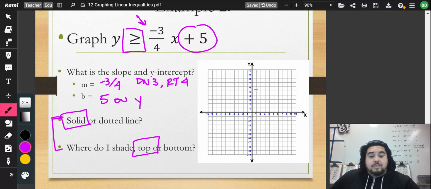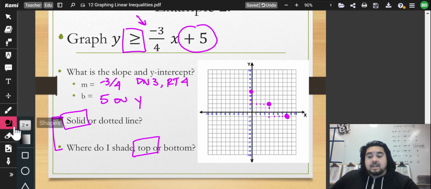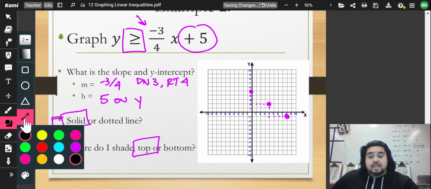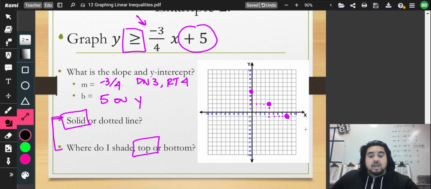Okay, starting at positive 5. From that point, I go down 3, 1, 2, 3, and then I go right 4, 1, 2, 3, 4. Okay, I can repeat that one more time, going down 1, 2, 3, and then right 1, 2, 3, 4. Okay, now I'm going to connect those with a solid line because again, my inequality is greater than or equal to.